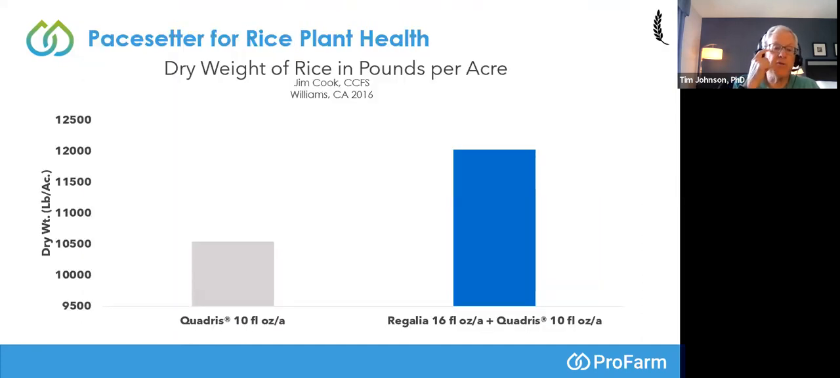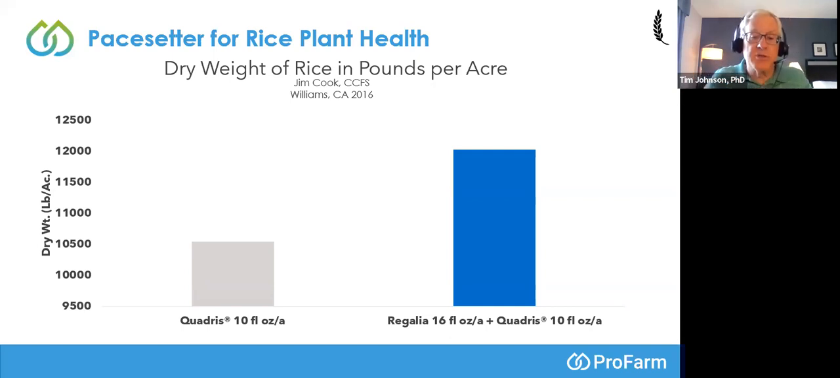And then rice out in California. So we've done a number of trials over the years with Jim Cook at CCFS, looking at adding Regalia to Quadris for improving rhizoctonia control as well as yield enhancement. This is one of the better trials where we averaged about a 20% yield improvement. That's on the high side of what we would expect, but we do consistently see an improvement in terms of the yield result.